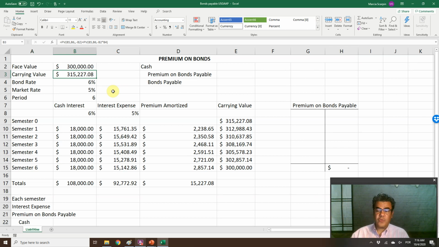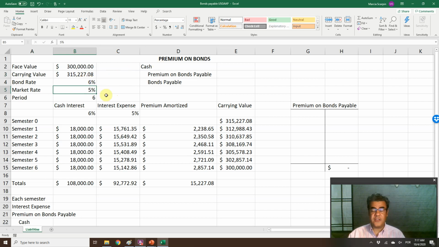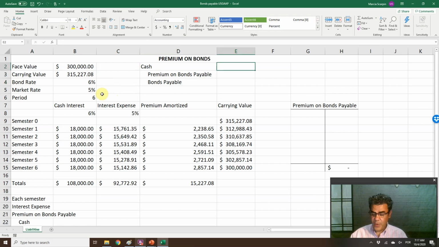So let's go on. First, a premium on bonds. Why is it a premium? Because the market rate is 5, our bond rate is 6. So we are giving them a 1% premium. So our cash, 315.